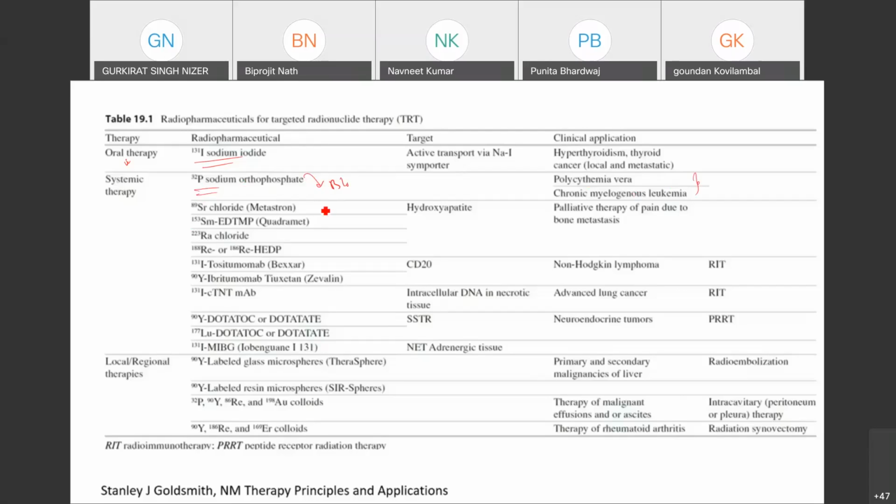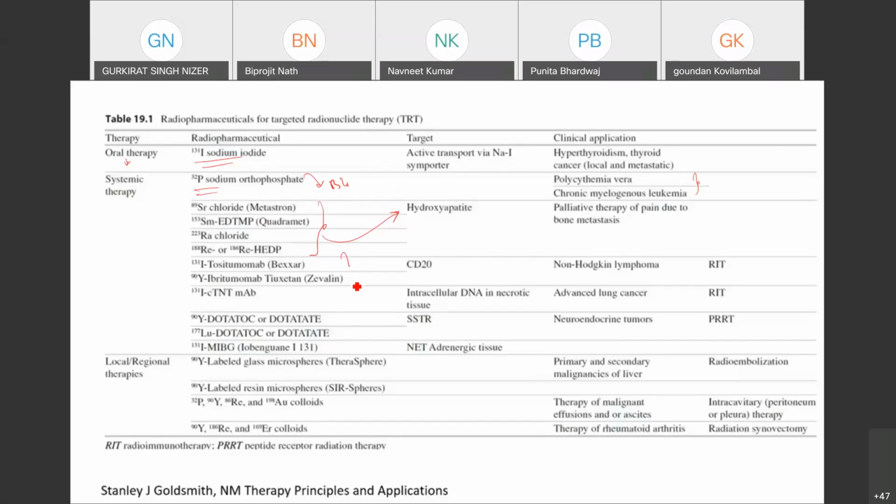And apart from these, a group of pharmaceuticals like strontium chloride, Metastron, or samarium EDTMP, which we call Quadramet, these group of drugs are being used for the palliative therapy of pain due to bone mets. These target the hydroxyapatite crystals of the bone, which are overproliferated because of the bone mets, and it goes and attaches to those regions which have higher osteoblastic activity, and hence it goes and treats those parts and gives you palliative therapy. And now we talk about some special molecules over here.